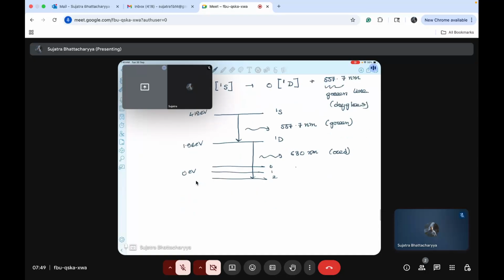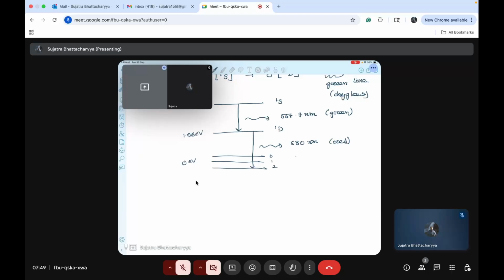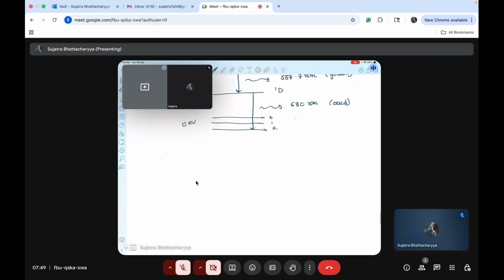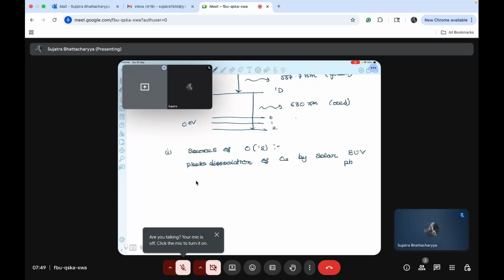Okay, so these are the oxygen spectra. Now, the first thing is the sources of this O1s thing. Number one is the photodissociation of oxygen by solar UV photons.